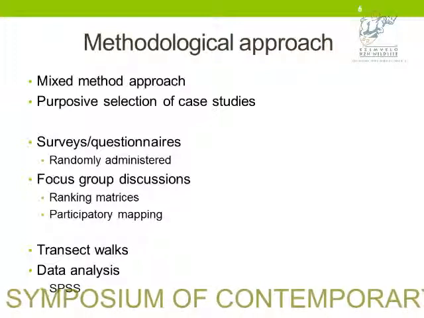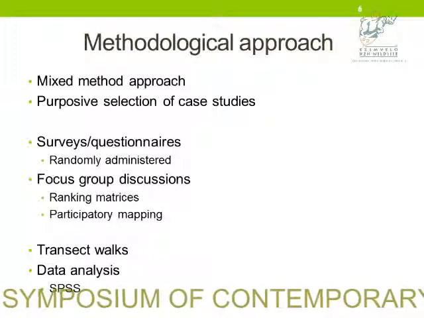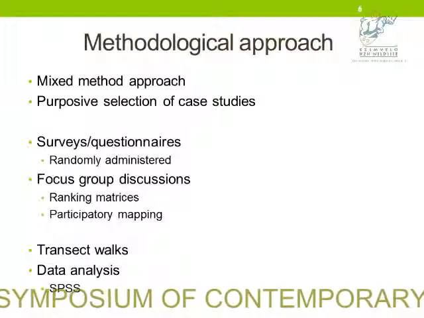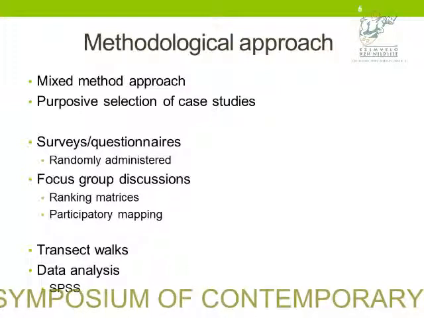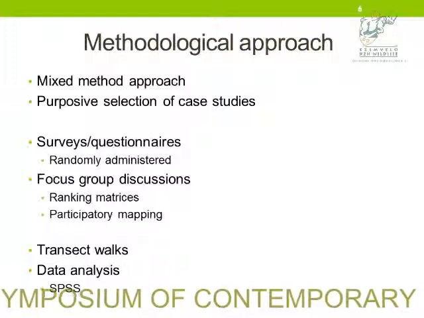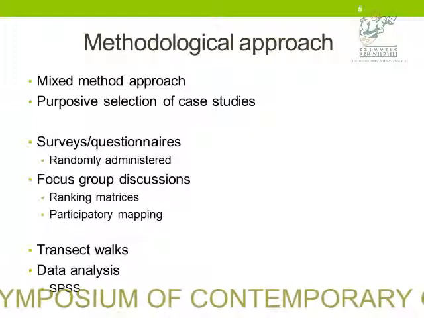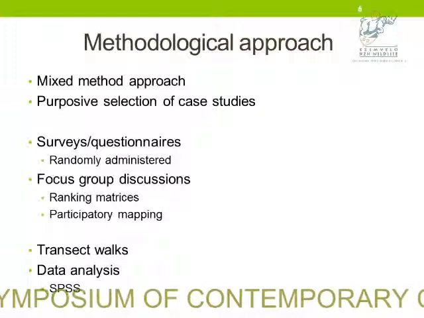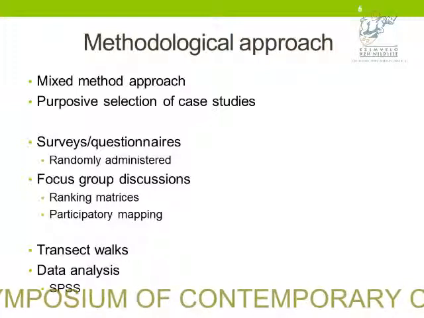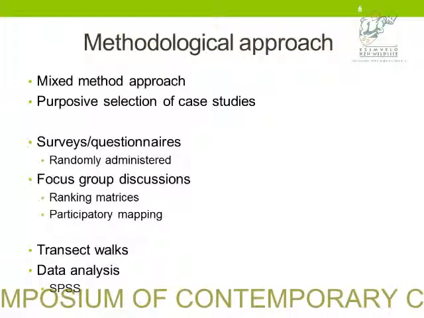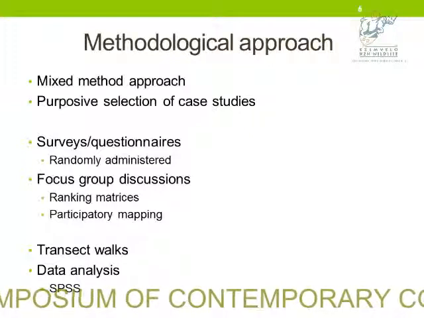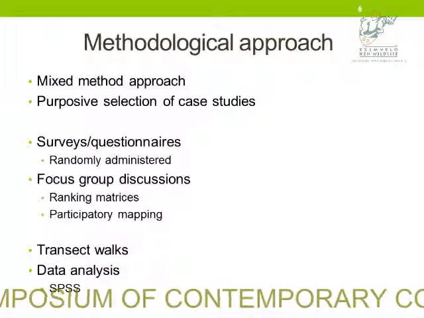In collecting the data, surveys were randomly administered, and focus group discussions were conducted using ranking matrices and participatory mapping. We also had some transect walks, for fear of being labelled as researchers who simply sit in their ivory towers making assumptions about communities, rather than actually being in the community and having an idea of what is actually going on. Data was analyzed using the Statistical Package for the Social Sciences.